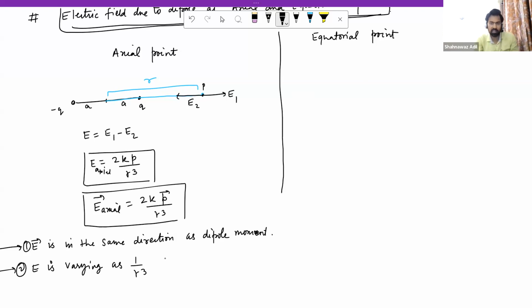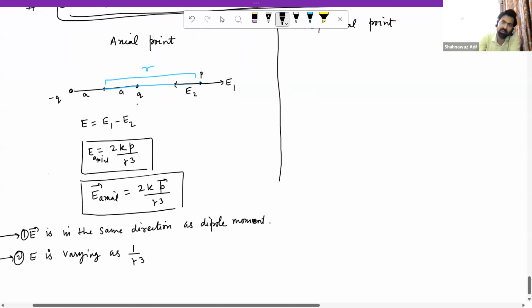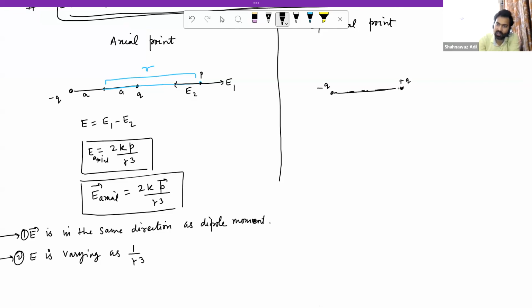We discussed what happens for the axial point, and then we were discussing the equatorial point. So what happens for the equatorial point? We have a dipole which contains two charges, and this is the distance 2a. We take the distance from the middle point, and then we take a perpendicular bisector, and now we are measuring the electric field at this point. So we solved this, and this was the overall electric field.